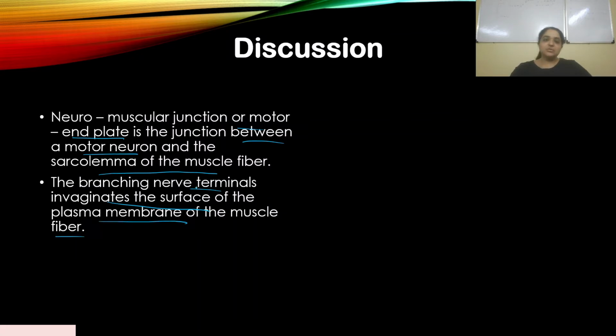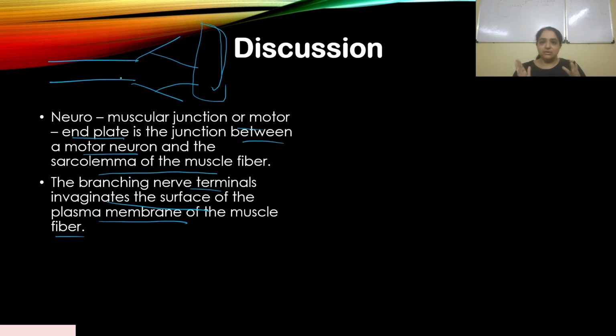Now what happens is the motor neuron itself is big in size, and let's say you have a huge muscle here. The motor neuron doesn't directly go and form a junction with the muscle itself. It begins to branch out. Because it is such a big neuron, it will not just directly form a junction with the muscle. It tends to branch out. These branches will then attach to different muscles.